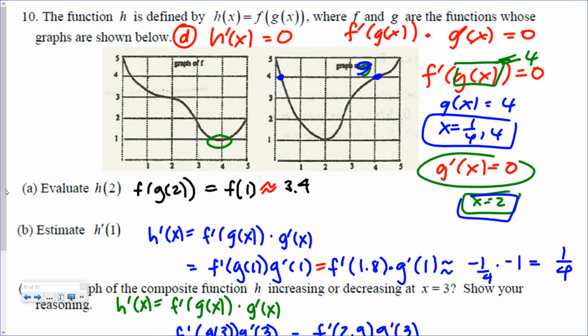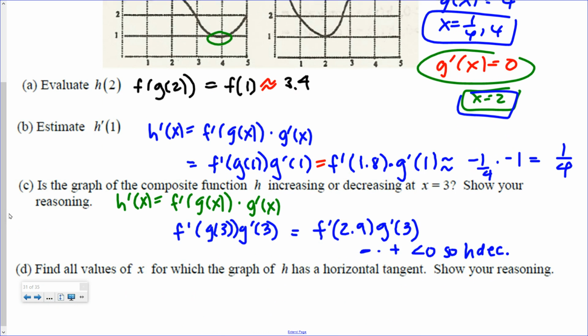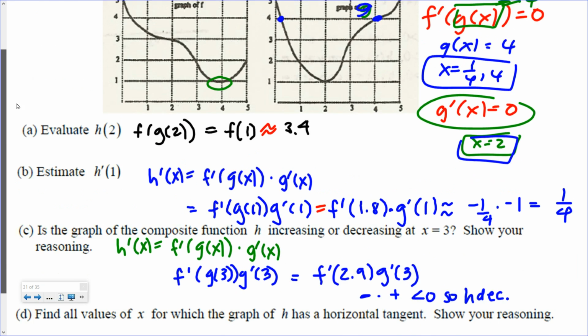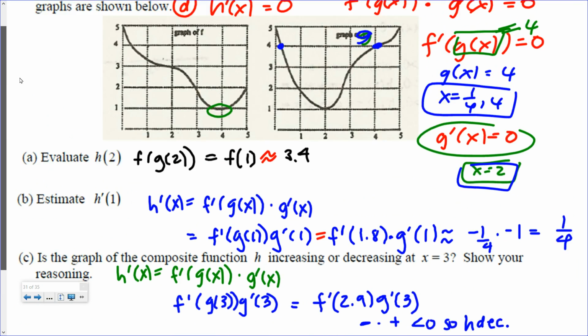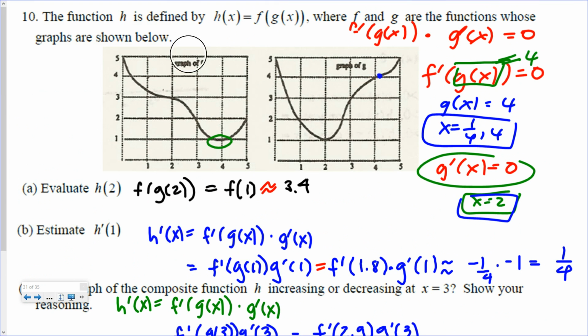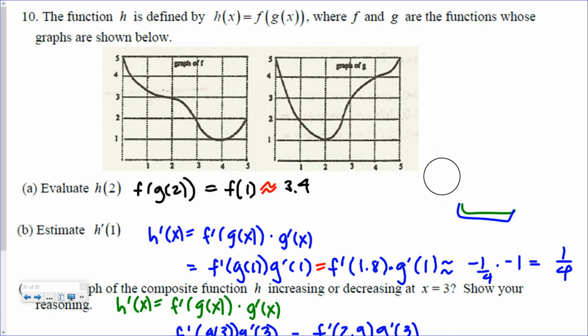People also ask me about 10E. Do you guys need help with 10E, or do you feel good about it? 10E. Maybe 10D. 10D, I'm sorry, 10D. You need help with 10D? Okay, let's do 10D. 10D says, give me the values of x when h has a horizontal tangent line. Okay, guys? When h has a horizontal tangent line, what's the derivative of h?